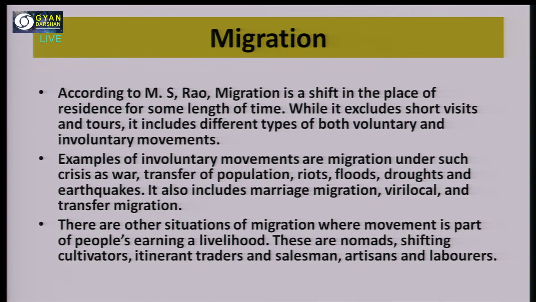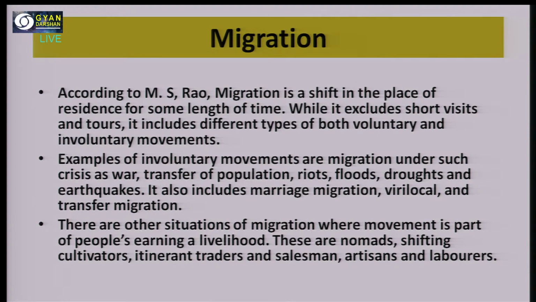Now let us understand what migration is, and we've mentioned that migration could be of various types. According to M.S. Rao, migration is a shift in the place of residence for some length of time. While it excludes short visits and tours, it includes different types of both voluntary and involuntary movements. Examples of involuntary movements are migration under such crises as war, transfer of population, riots, floods, droughts, and earthquakes. It also includes marriage migration, very local migration, and transfer migration, among many others.